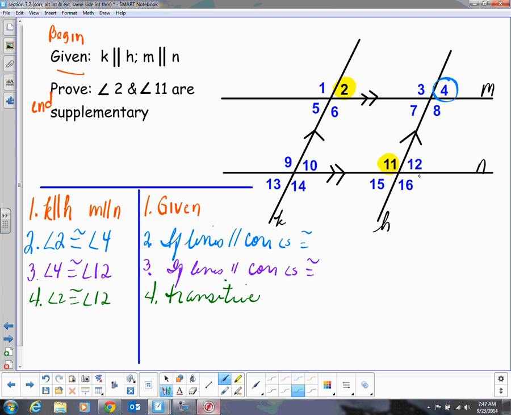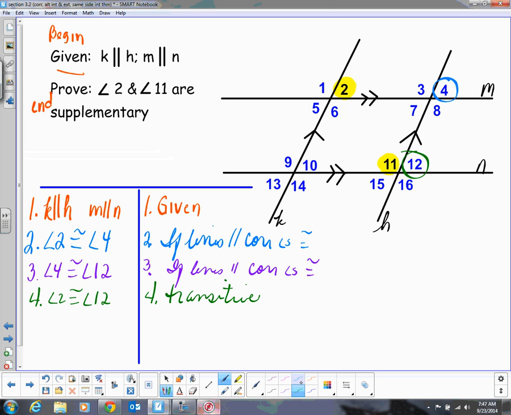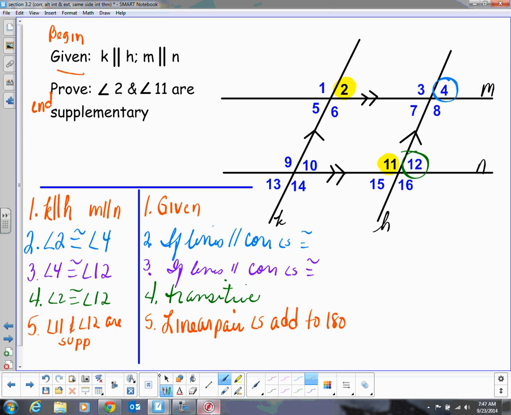All right, so we've gotten ourselves to 12. There is a relationship between 11 and 12. And the question is, what is that relationship, Kayla? They are supplementary. They're a linear pair. So we'd say here, angle 11 and angle 12 are supplementary. And over here, our reason would be because linear pair angles are what? Add to 180. Or you could say are supplementary. I will accept either at this point.